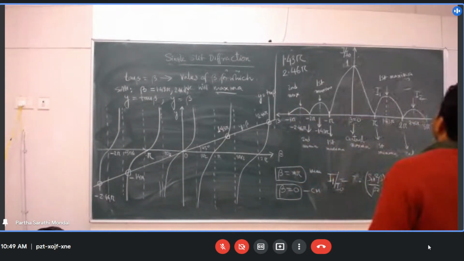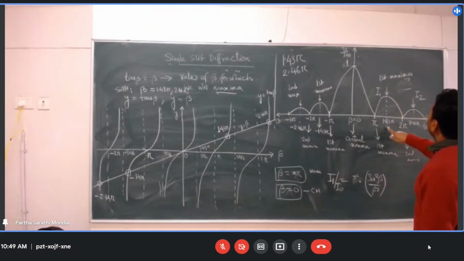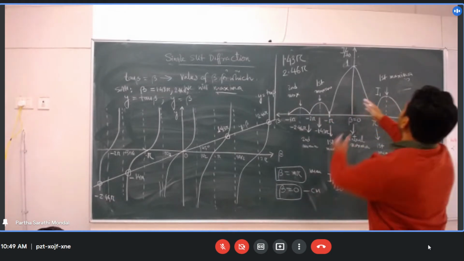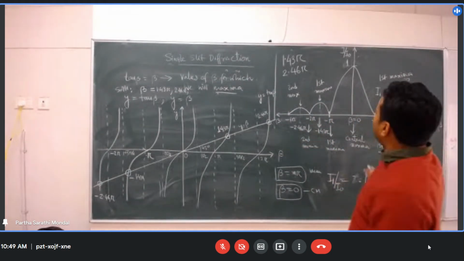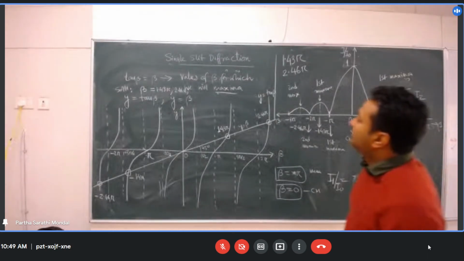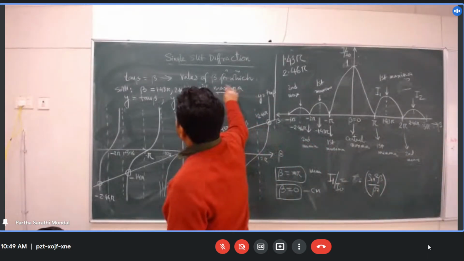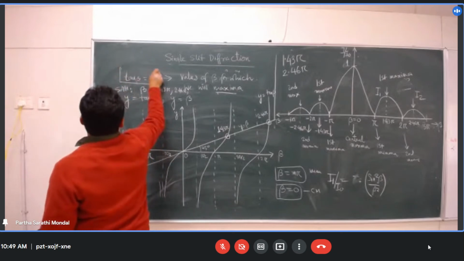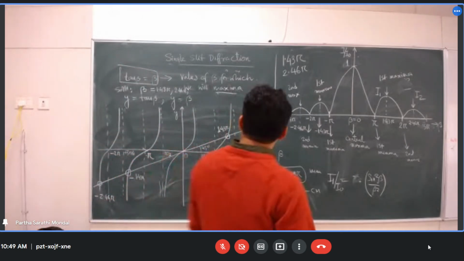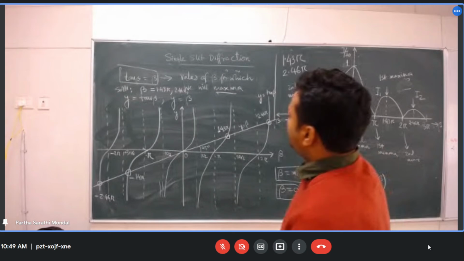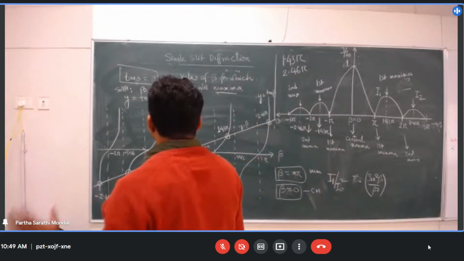So now, what is the value of beta for which you will get these maximas, first order, second order, both sides of the central maxima? To find the value of beta for which you will get the maxima, we use this transcendental equation, tan beta equal to beta, and we solve it graphically. So how did we solve it?